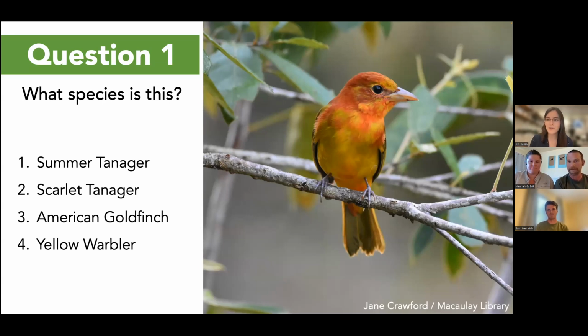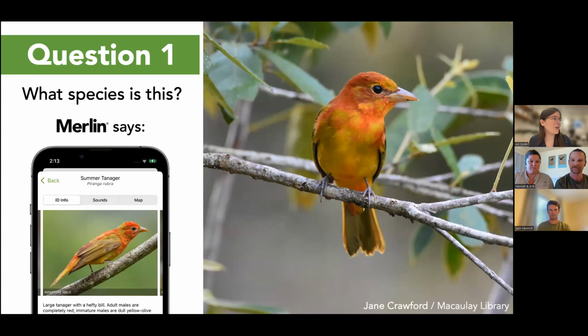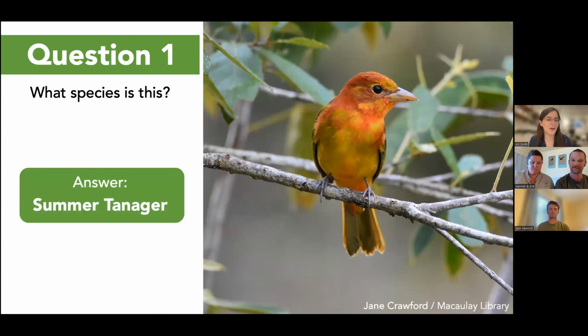All right, summer tanager on your end. Audience agrees, summer tanager. Let's see what Merlin says. Merlin is in agreement with you all that it thinks this could be an immature male summer tanager, and you are all correct. Congratulations, everybody gets a point.